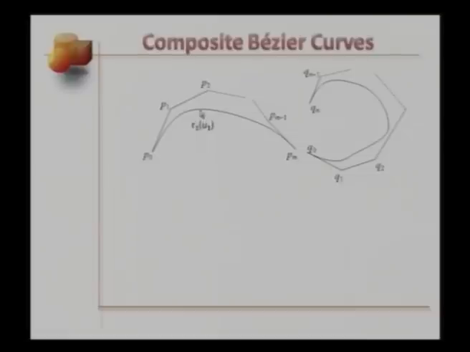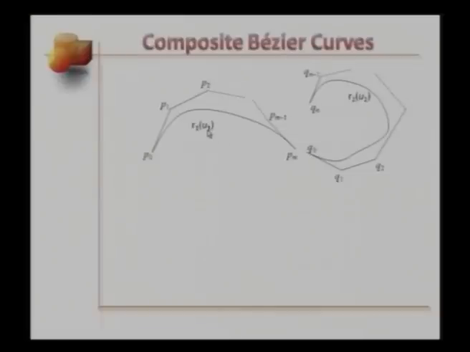Let's represent this segment r sub 1 with parameter u sub 1. u sub 1 equals 0 would mean I'm here, and u sub 1 equals 1 would mean that I'm here. Likewise, this segment is represented by r sub 2 with parameter u sub 2. Again, u sub 2 equals 0 makes me go here, and u sub 2 equals 1 makes me go here.